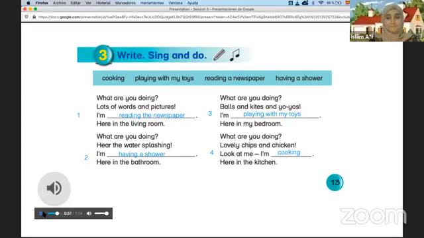What are you doing? Lovely chips and chicken. I'm cooking chips and chicken here in the kitchen.